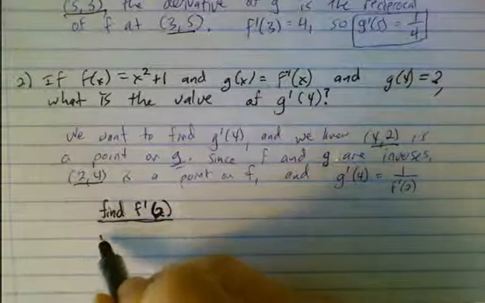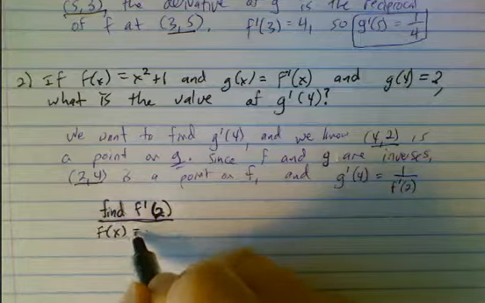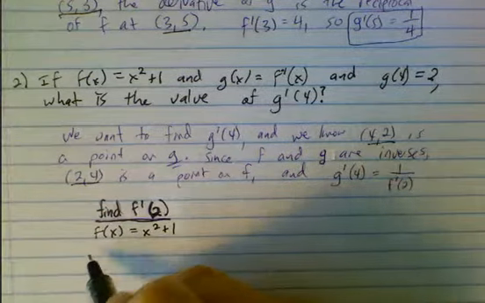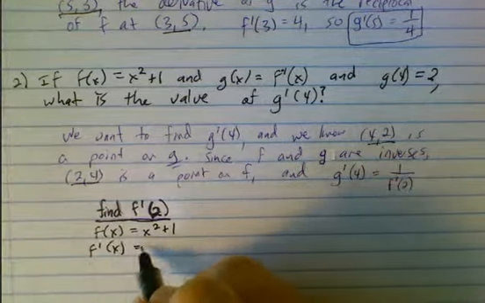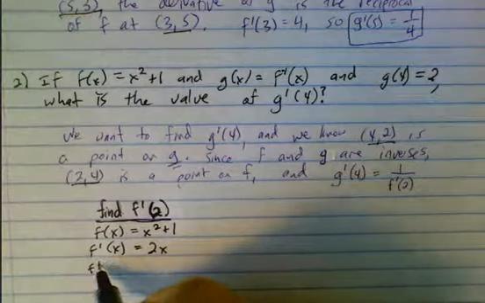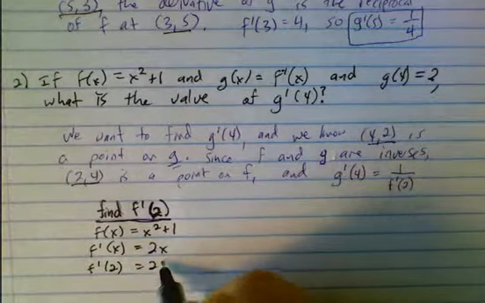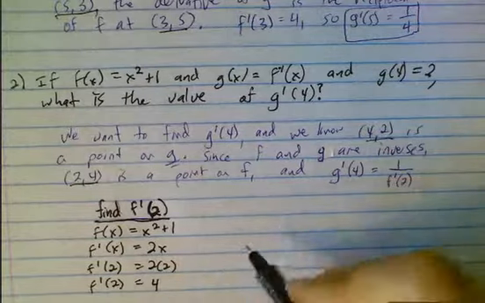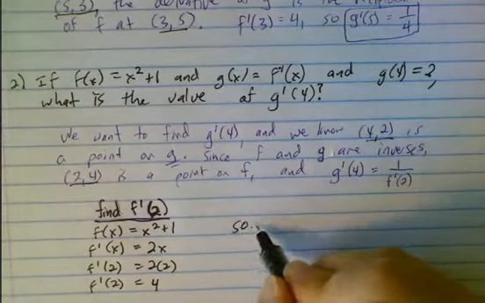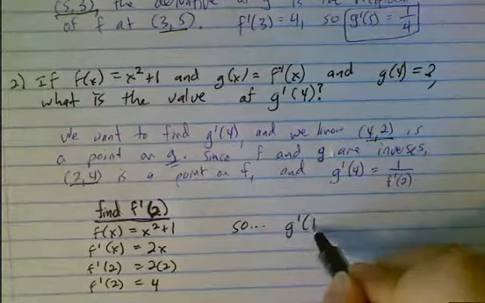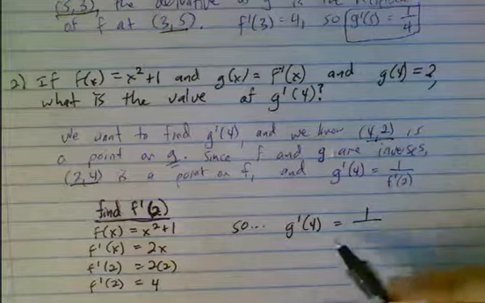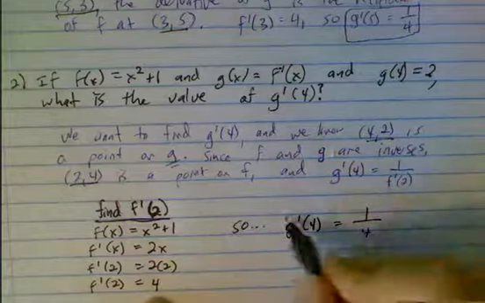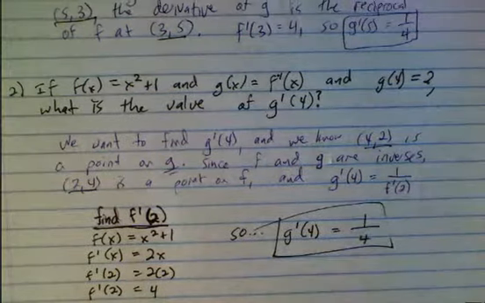So we start with f of x, that's x squared plus 1. We find f prime of x, that's 2x. We find f prime of 2, that's 2 times 2. f prime of 2 equals 4. So g prime of 4 is 1 over f prime of 2. Right like that.